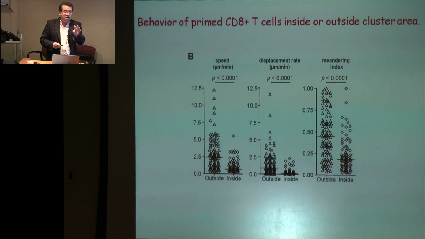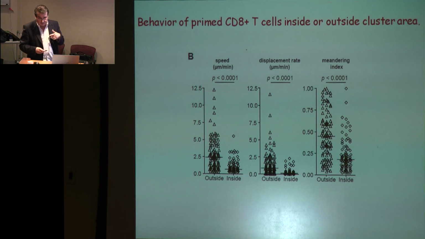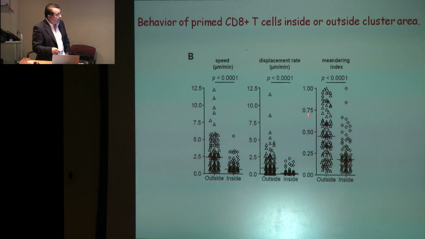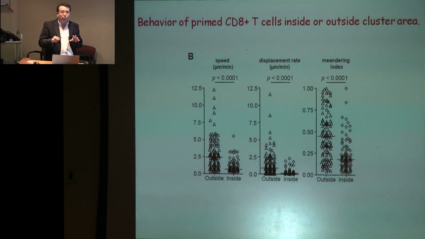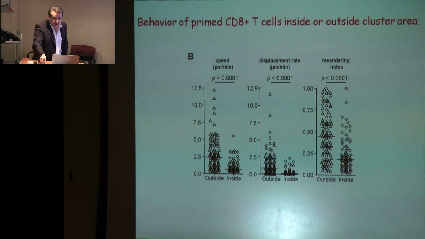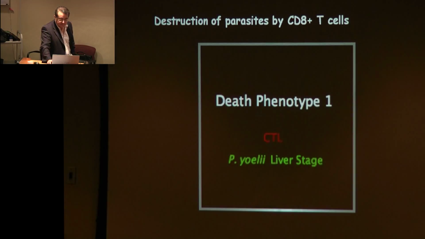So there is an environment in the infected hepatocyte that almost traps the CD8 cell. We don't know the molecular basis of this entrapment, but it is antigen specific, because if the cell is CD8 against another epitope, they couldn't care less. There are other changes like the meandering index, which measures when cells do loops. When they are inside the cluster, they barely move, and they just stay stuck in that particular region.